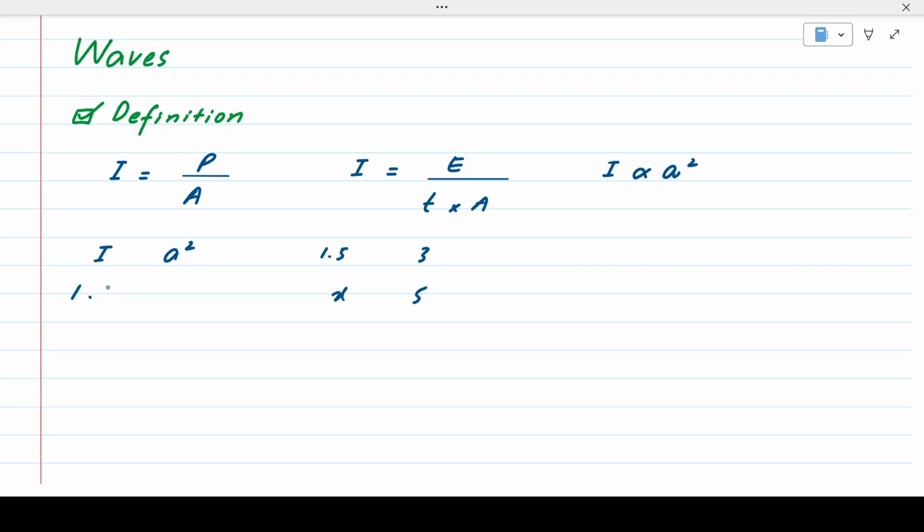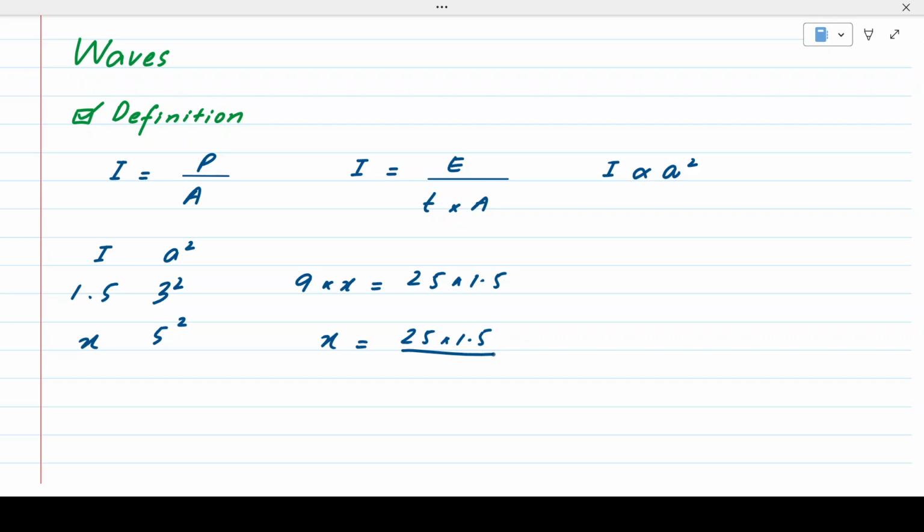Previously the intensity was 1.5 and the amplitude was 3, but you write square of 3 because the expression is related by square, and the new intensity is x and the new amplitude is 5, but you write square of 5. After this you simply cross multiply. So 9 into x equals 25 into 1.5, and from there you can find the value of the new intensity easily.